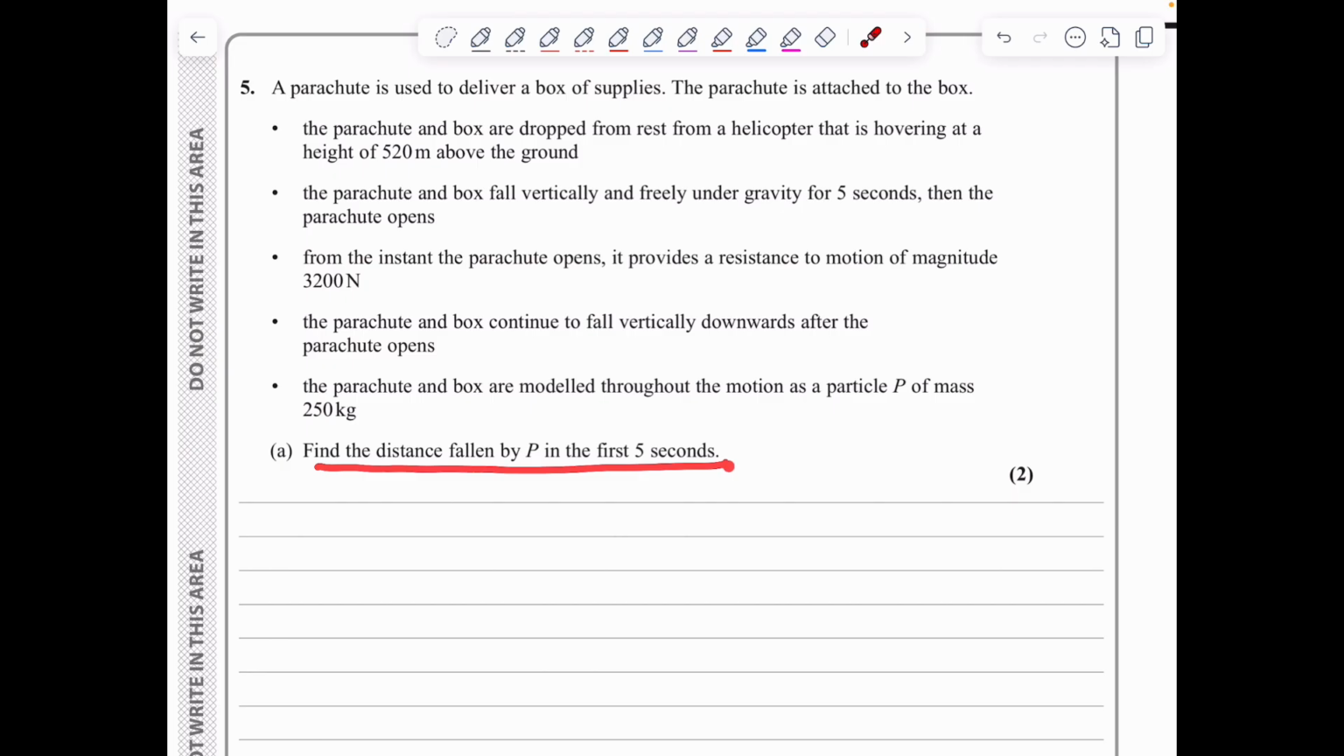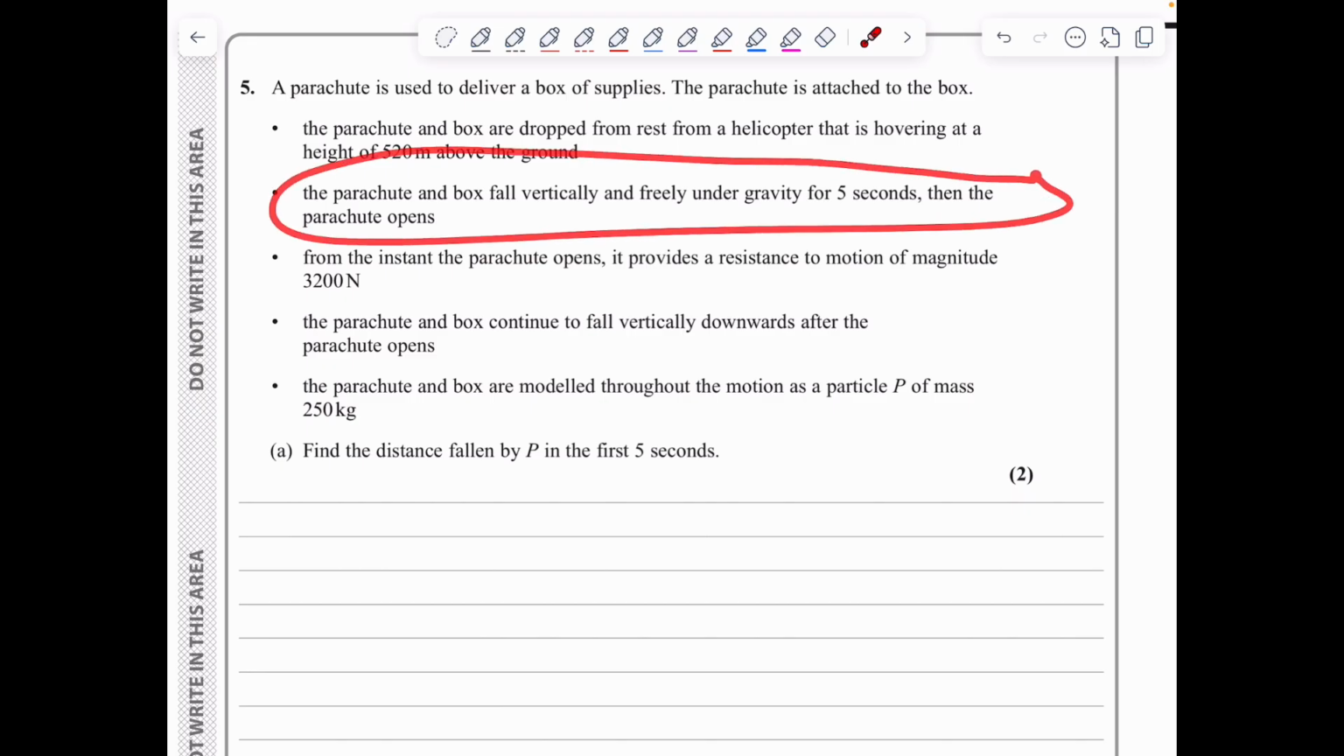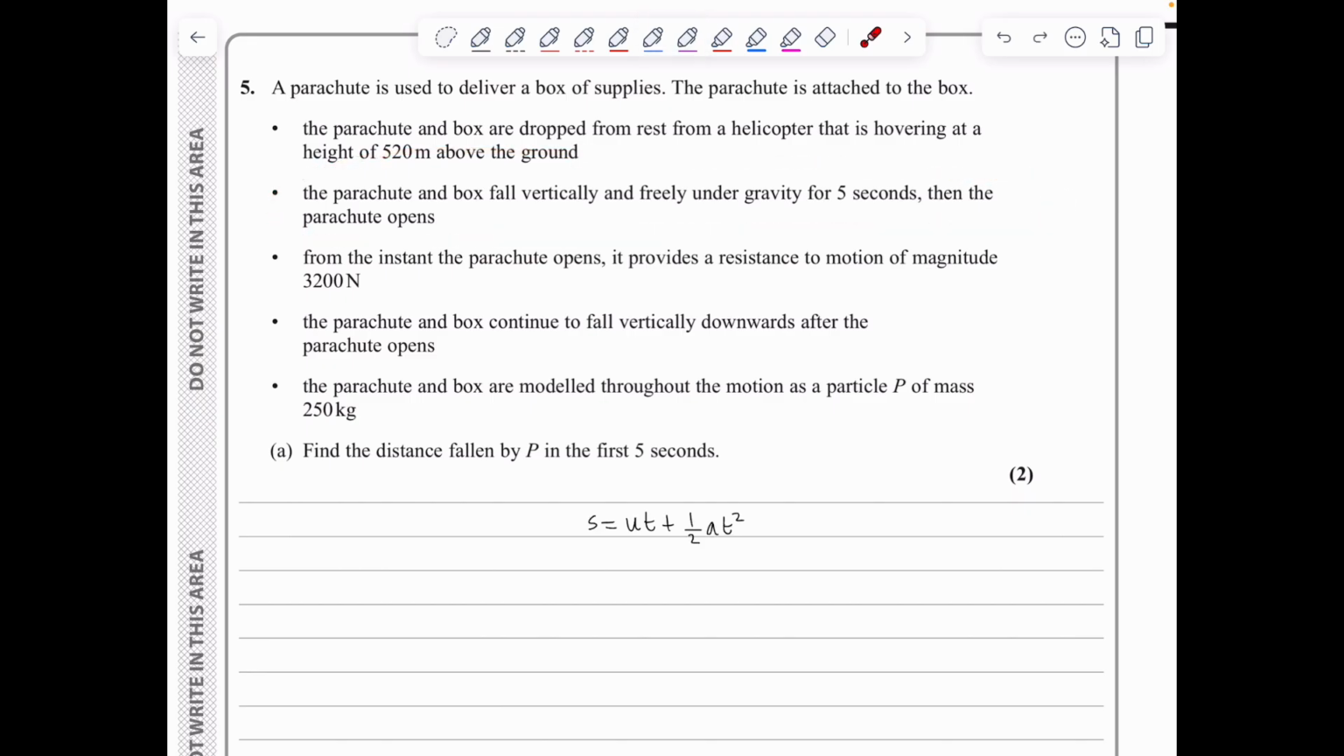So I'll be using SUVAT equations here. During the first 5 seconds we are falling freely under gravity, so I'll be using s equals ut plus a half at squared. The initial velocity was 0, the time is given to be 5, and the acceleration is 9.8. It's simply g. So we're looking at s being 0 plus the half times the 9.8 times the 5 squared. Now if we plug this into the calculator, we'll get an answer of 122.5, and therefore we conclude that the distance fallen is 123 meters.